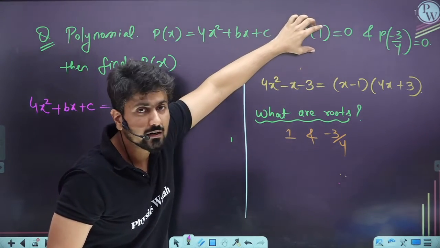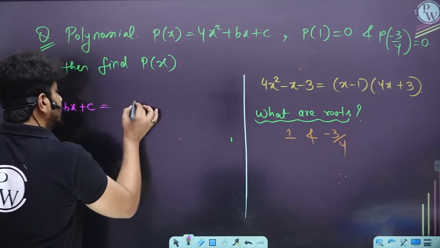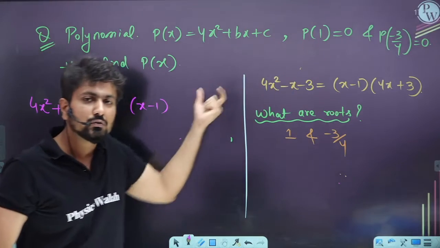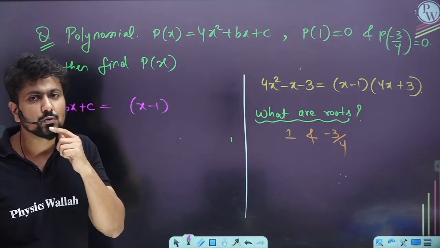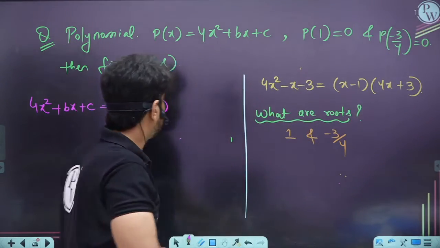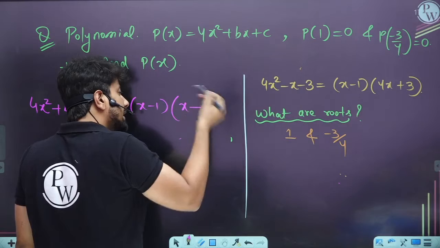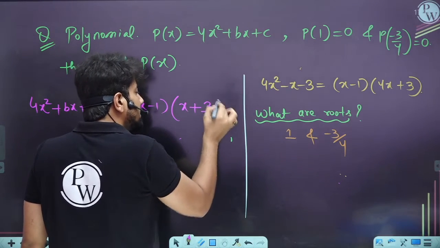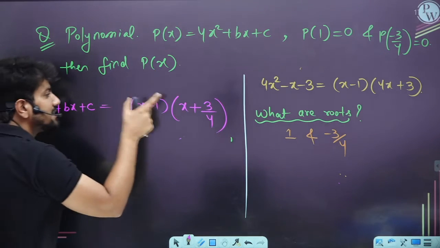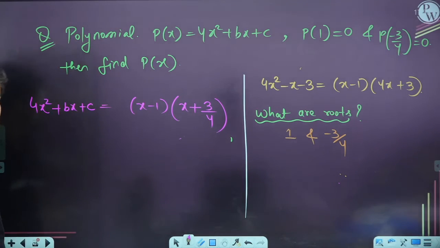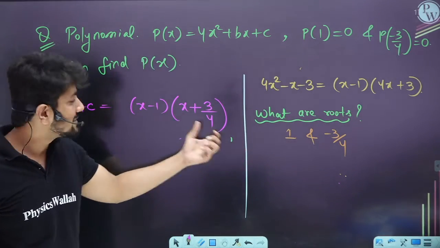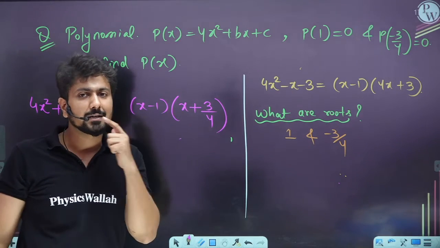I know that at x is equal to 1 this becomes 0, so x minus 1 is going to be a factor. I know that at minus 3 by 4 it is becoming 0, so x minus of minus 3 by 4, which is x plus 3 by 4, will be a factor. One factor is x minus 1. Another factor is x plus 3 by 4, because at minus 3 by 4 this becomes 0.